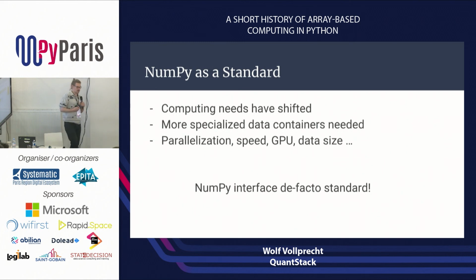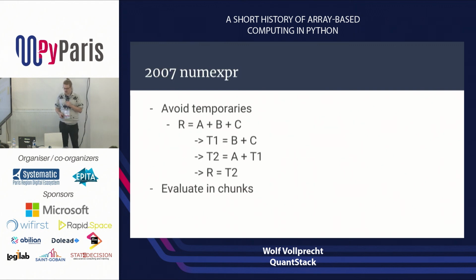the needs of the users have somewhat shifted, and more specialized data containers were kind of necessary. And there are a couple of things that can be attacked. For example, parallelization, speed, the GPU, and the data size all increased or changed, and so on. And now we'll see a couple of libraries that basically implement the same API of NumPy, but for different purposes or with different trade-offs. So for example, one of those is numexpr, which stands for numerical expression.